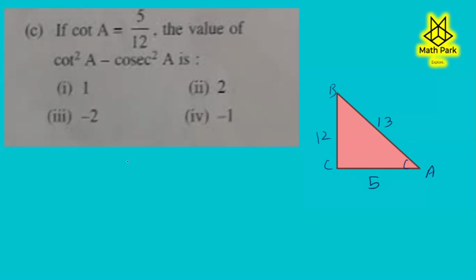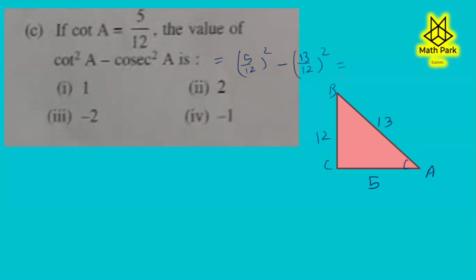So cot A, let us substitute the values of cot square A. It is 5 upon 12, the whole square. And cosec square A is hypotenuse upon opposite. So hypotenuse is 13 and opposite to A is 12. So 13 upon 12 the whole square.